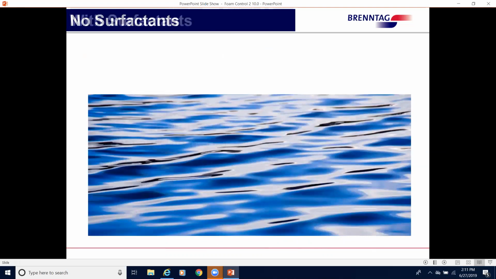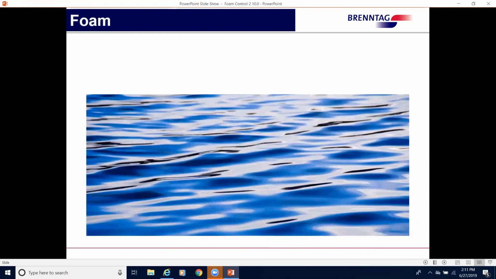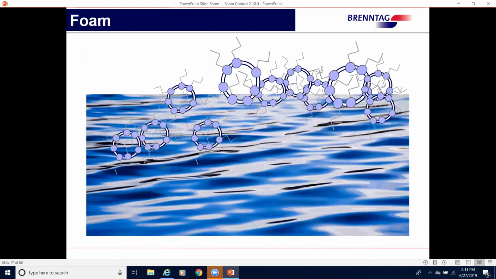So moving into the next slide here, what happens when you have surfactants present? Unlike the water that has no surfactants in it, when we do have surfactants, they'll position themselves with those hydrophilic water-loving ends in the water and those hydrophobic water-hating ends out of the water, ultimately causing this layer of foam to come to the top and spread across the surface, as you can see here.